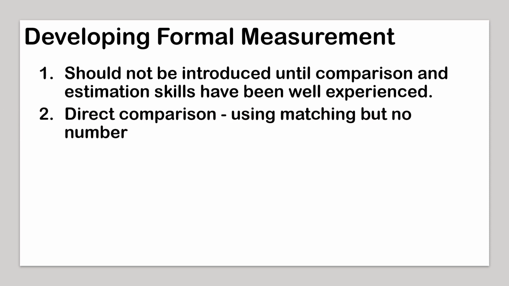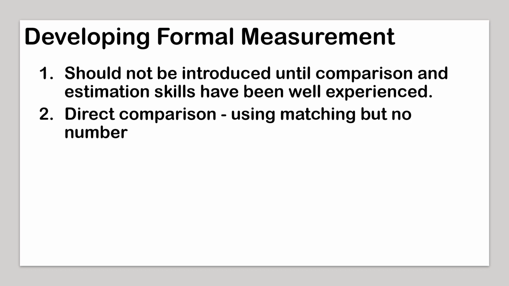Use direct comparison using matching but no number. So we use the language of direct comparison: taller, shorter, wider, thinner, heavier, lighter, all those comparison words. And don't forget, we have this is long, this is longer, this is longest. When we directly compare, we usually compare two things, but pairs of things can line up into three or more things, and we can compare them as a seriation rather than just as a pair of things.